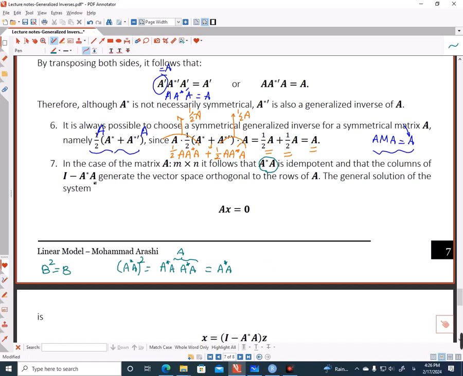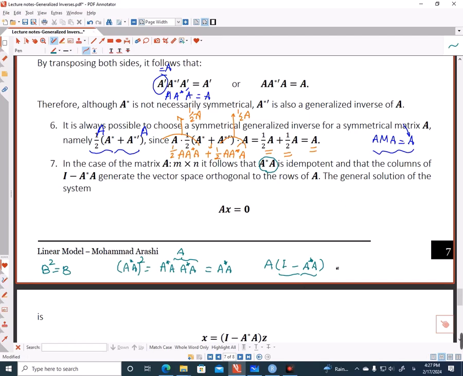So before I show this, since A star A is idempotent, I minus A star A is also idempotent. This is one thing. Now I want to show that this matrix generates a vector space orthogonal to the rows of A. When you say orthogonal to the rows, it means that you must start from the rows. It means you must write A on the left and then multiply with I minus A star A. This is important. So it shows that this matrix constructs a vector space orthogonal to the rows of A.